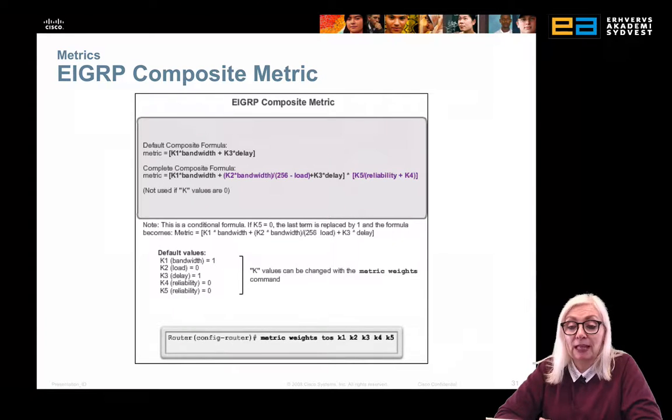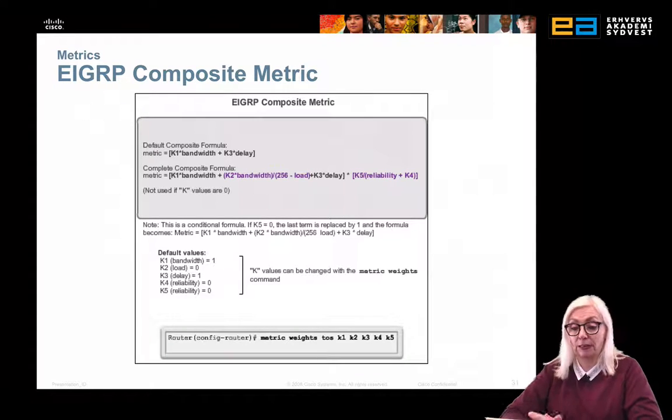And it has 5 different constants that we can set either to 1 or 0, depending on how we want to calculate the metric. By default, K1 and K3, which are the bandwidth and the delay, are set to 1, which are those two that we use when we calculate the metric. It could also be load, for instance, which is K2, and K4 and K5, which are reliability of the link.